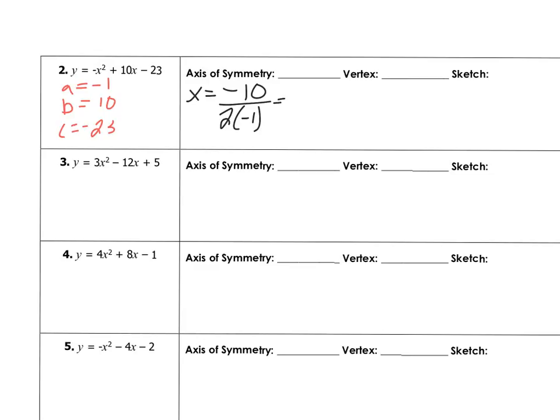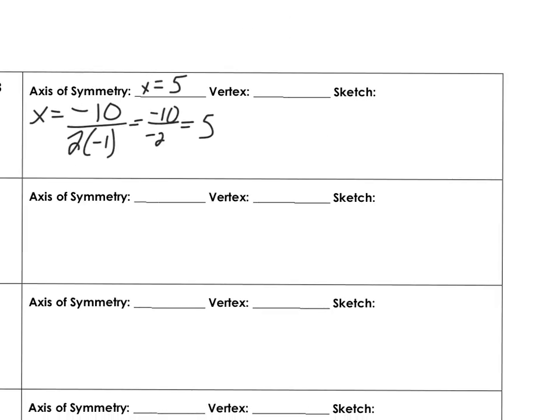So what would that be? That would be negative 10 over negative 2, which would be positive 5. That is our axis of symmetry. And remember, the axis of symmetry runs through the vertex. So if we're trying to figure out the vertex, we just solve for y using our axis of symmetry, using 5. So that's going to be y equals negative.